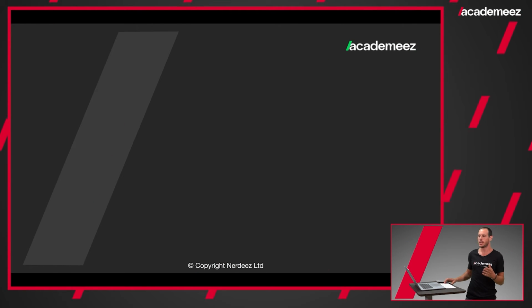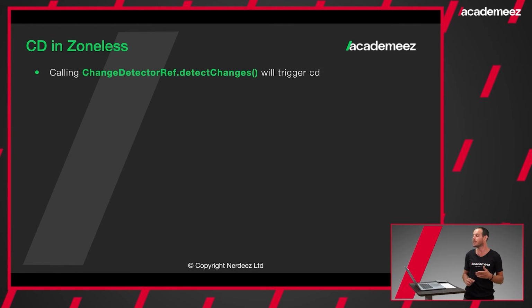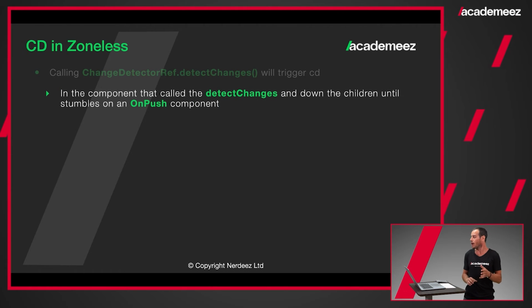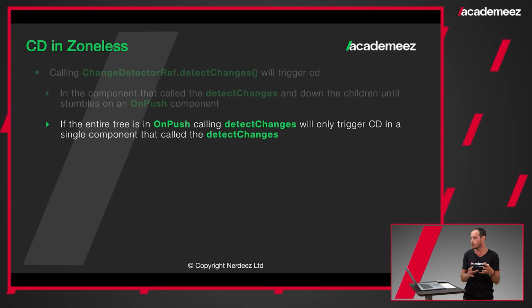So, summarizing how change detection works in an Angular zoneless app. One way to trigger change detection is to call ChangeDetectorRef detectChanges. In this case, it goes from the component that called detectChanges down the children until it reaches a component that is in the OnPush change detection strategy. And if your entire tree of components is OnPush, calling detectChanges will only trigger change detection in a single component, the component that called detectChanges.